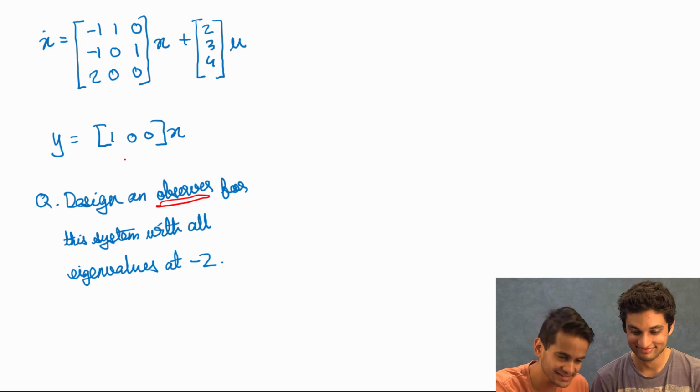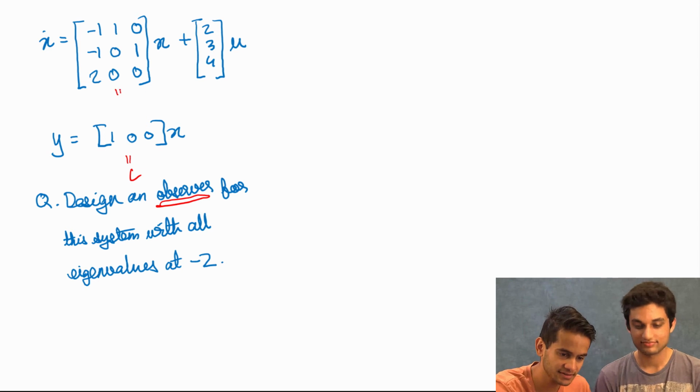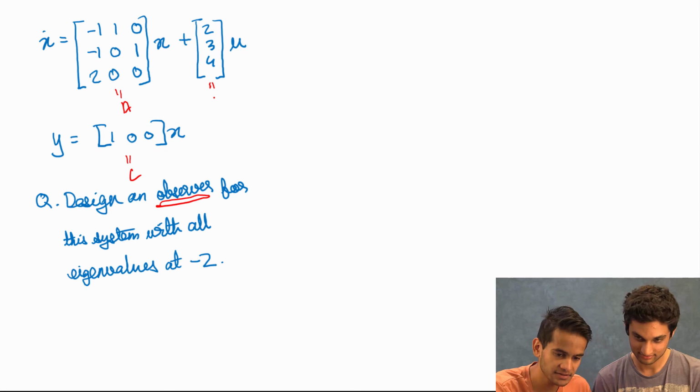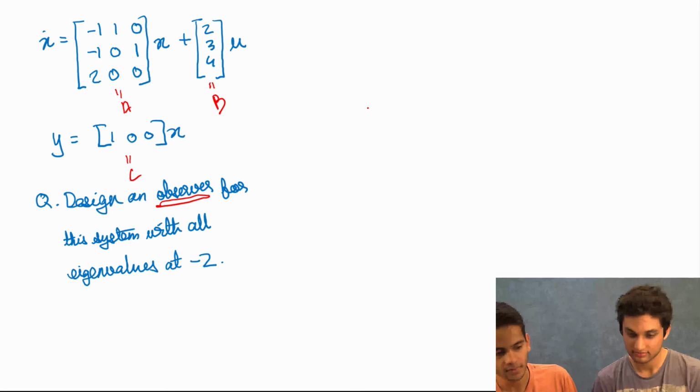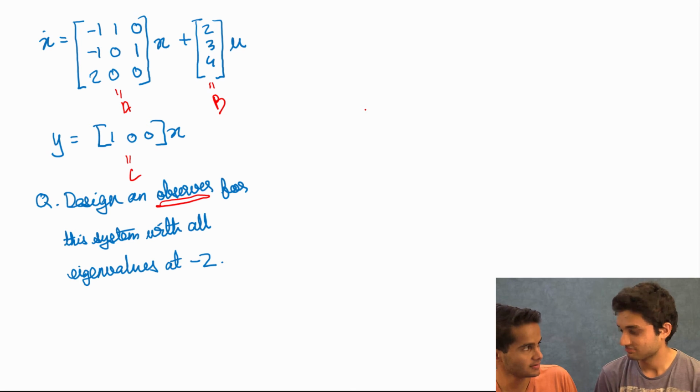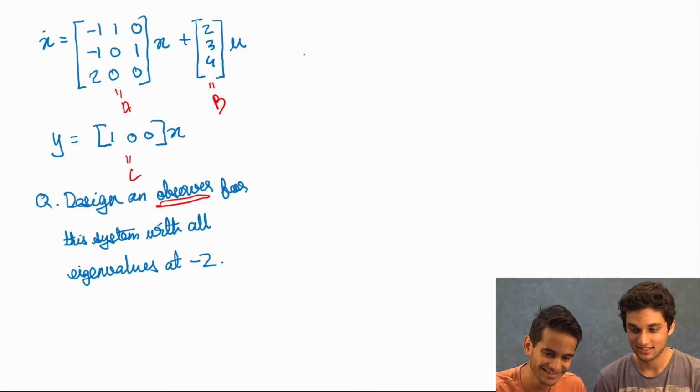Okay, so this is our C matrix, this is our A matrix, and this is our B matrix, right? Wait, so is this controllable? I mean, observable? Well, let's check. Let's construct our observability matrix.